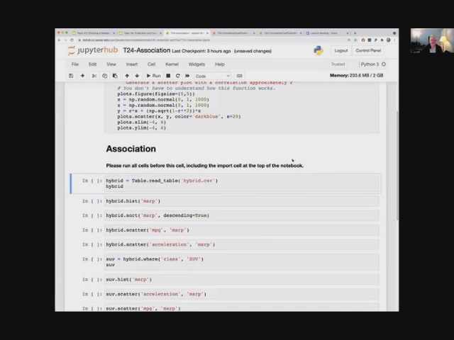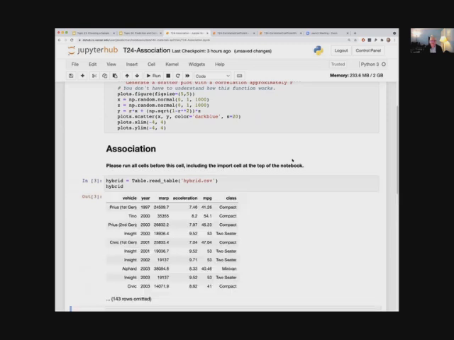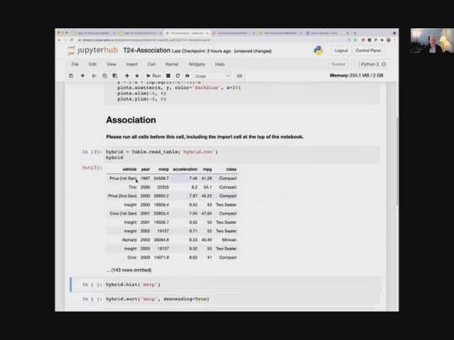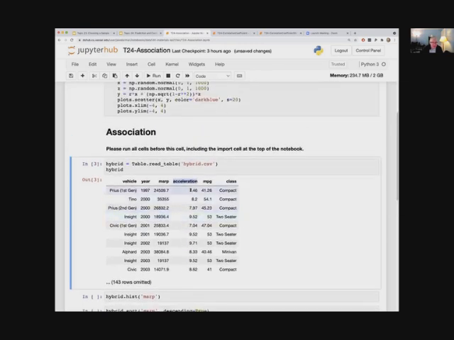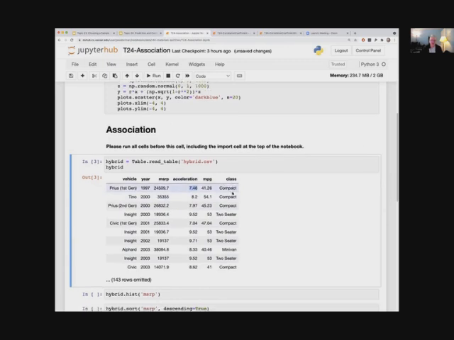For this data, we're going to look at a data set of hybrid vehicles. It has the vehicle, the year, and then the price, the MSRP, the manufacturer's suggested retail price, and the acceleration, so how fast it goes. I suspect this is probably the time to go from 0 to 60. Then there's the miles per gallon of all of these hybrids, and then the class.